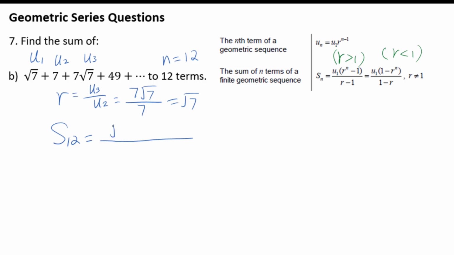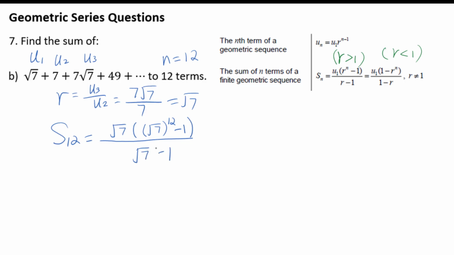U sub 1 is square root of 7. Then square root of 7 to the 12th power. For every single n, we will change it into 12, minus 1. Then over square root of 7 minus 1.